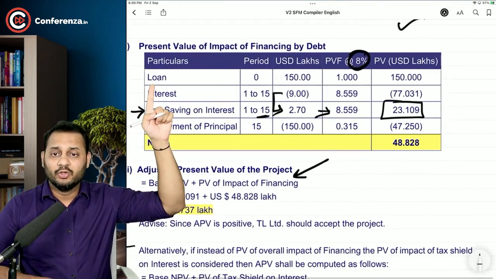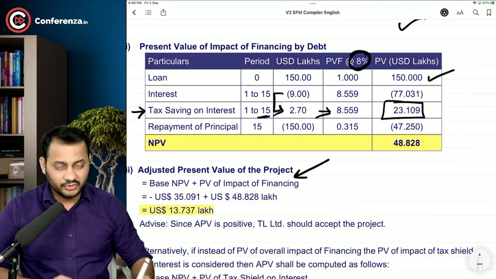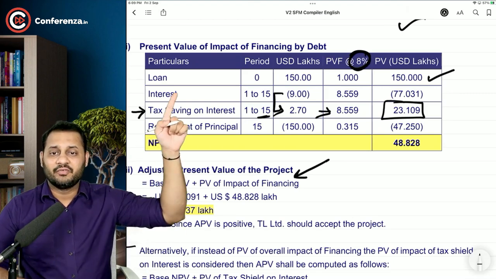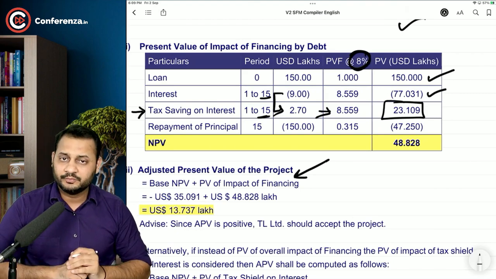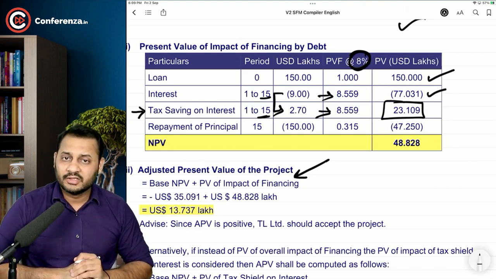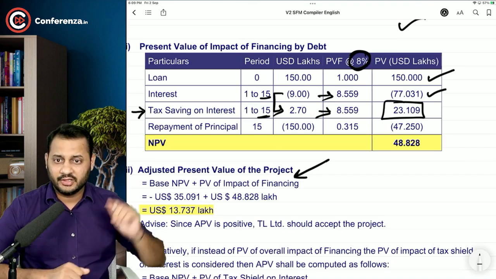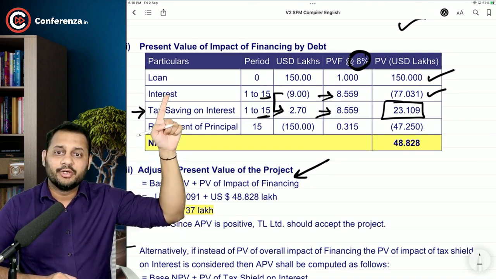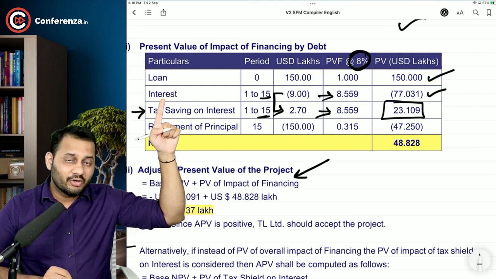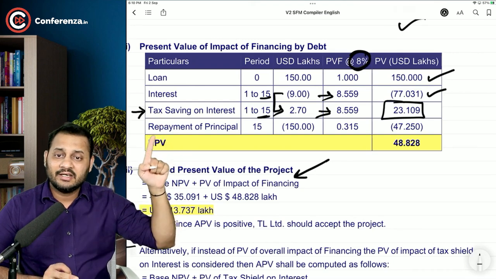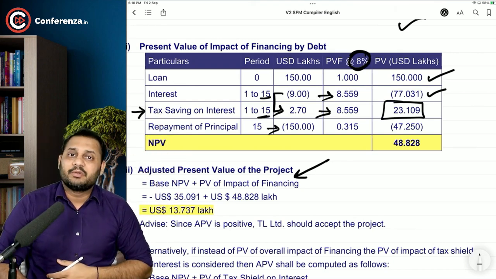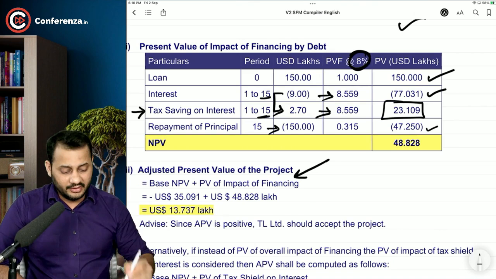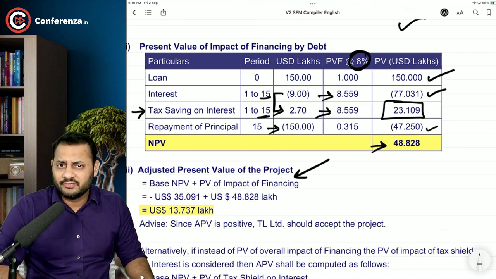That means if we take the loan today, this will be our inflow. So we considered this, multiplied it by 1 because today's factor is 1. And after that, for the next 15 years, we are going to pay interest. That's why it is an outflow, so we discounted it at the 15-year factor, 8.559. And the tax saving on interest, obviously, if this is an outflow, this will be an inflow. We are going to put this interest as an expense in the profit and loss account, and we are going to save some tax on that. And at the end of year 15, we are going to repay 150 lakh as a principal repayment, and that will be this amount. So the total impact of debt is positive 48.828.